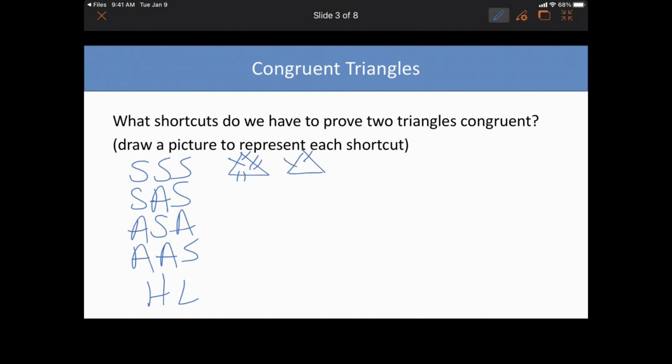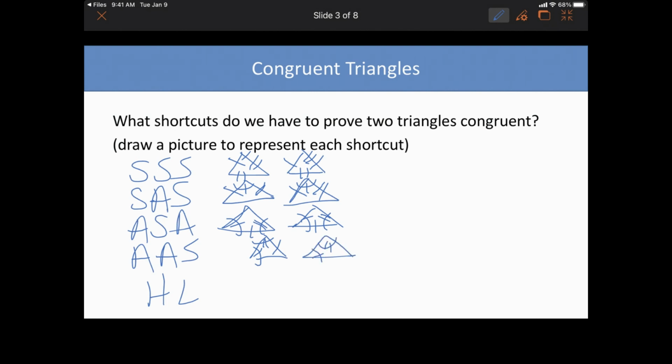All right, so hopefully you make some shortcuts and you're drawing it. Side, angle, side. So it's the angle in between. This one is angle, side, angle, and the side is in between. This one is angle, angle, side, and HL: 2 right triangles, hypotenuse and a leg.